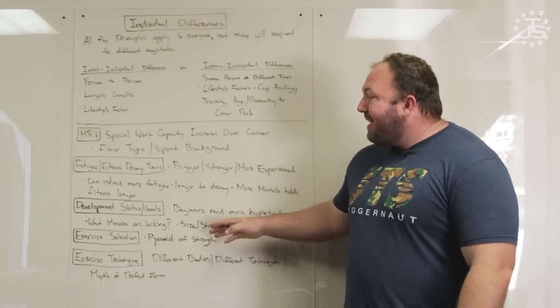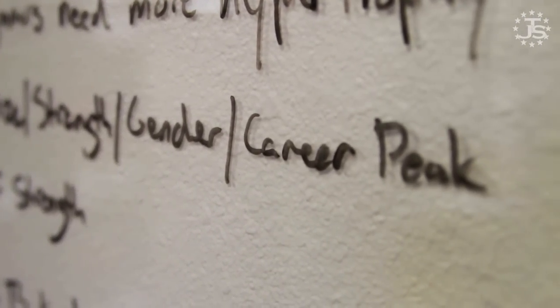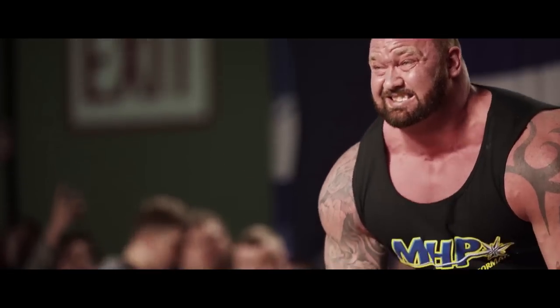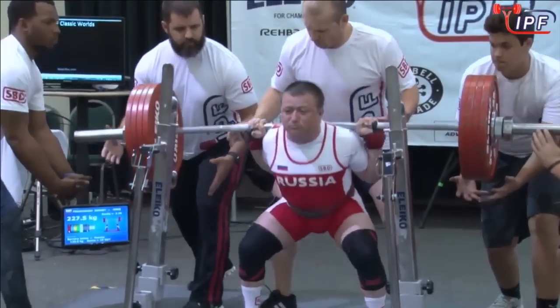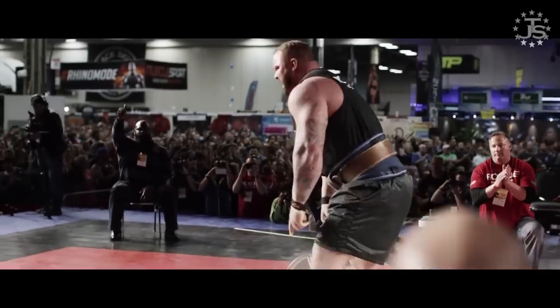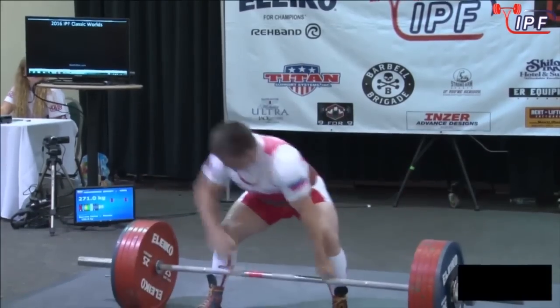These four factors are great to consider when looking at individual differences of athletes: size of the lifter, strength of the lifter, gender, and proximity to career peak. The bigger a lifter is, the more fatigue that they're going to take on, and usually the slower that fatigue is going to dissipate. So let's look at Thor Bjornsson, 6'9", versus Sergei Fedosyenko, multiple-time IPF world champion. Let's call him, and we might be being generous here, 4'9". So Thor is pulling conventional, 6'9", 400 pounds. Fedosyenko, 4'9", 59 kilos, 130 pounds, pulling sumo.